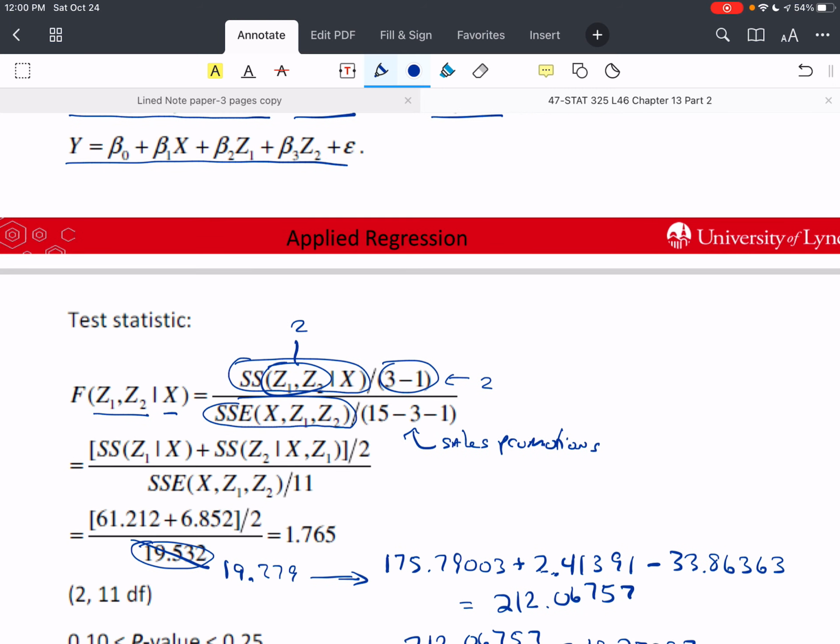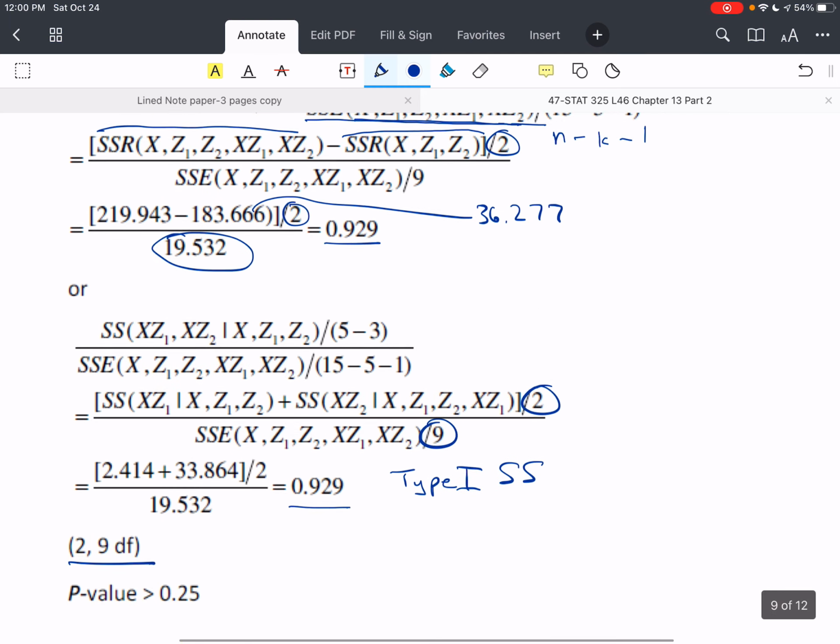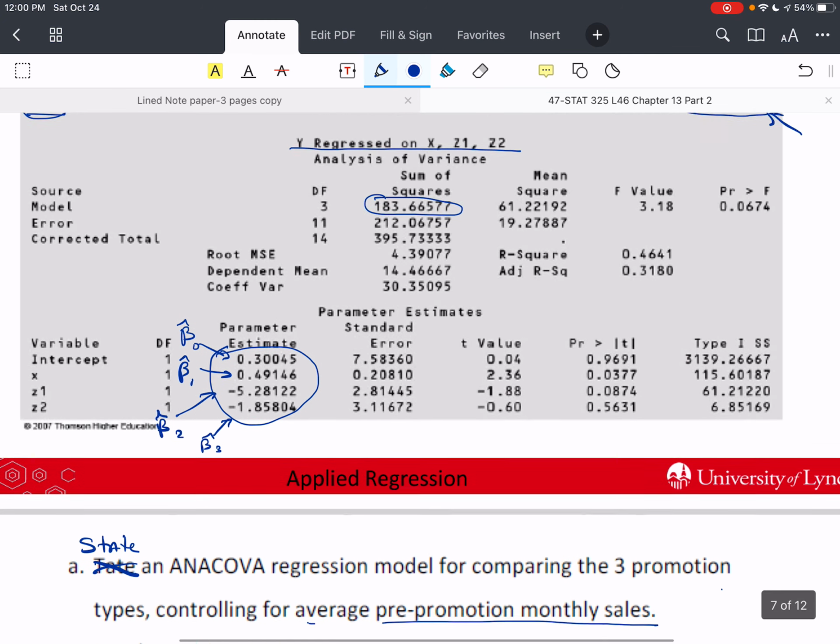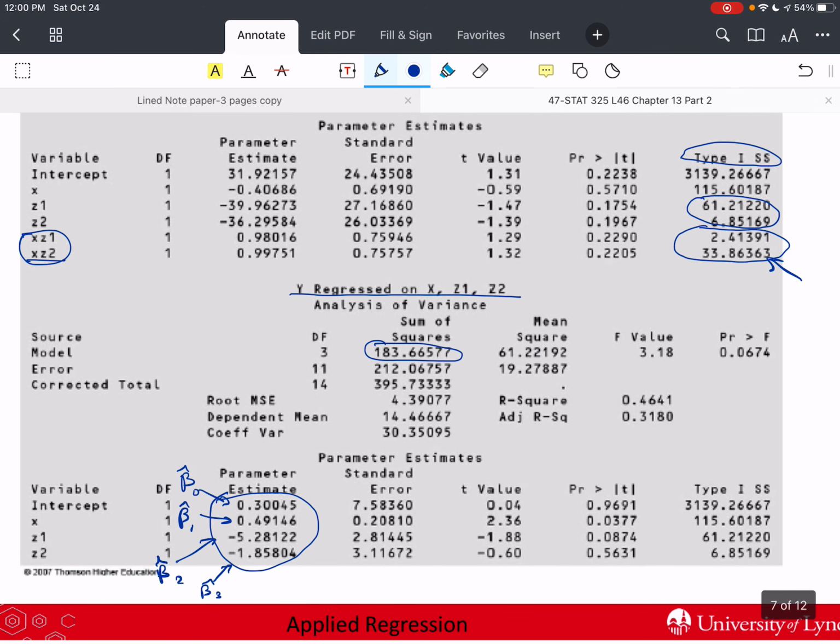And then the minus 1. Okay, so then we could use SS of z1 given x1 plus SS of z2 given x and z1, all divided by 2, and SSE of the 3 divided by 11. So let's look and see where we get the 61.212 and the 6.852 from. So we get those right here from the type 1 SS. So we get those values right here. This is for Z1 and Z2.